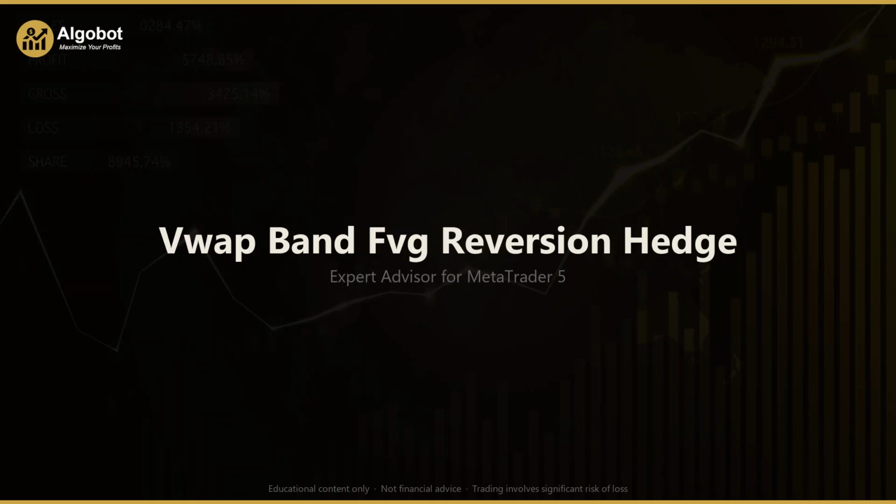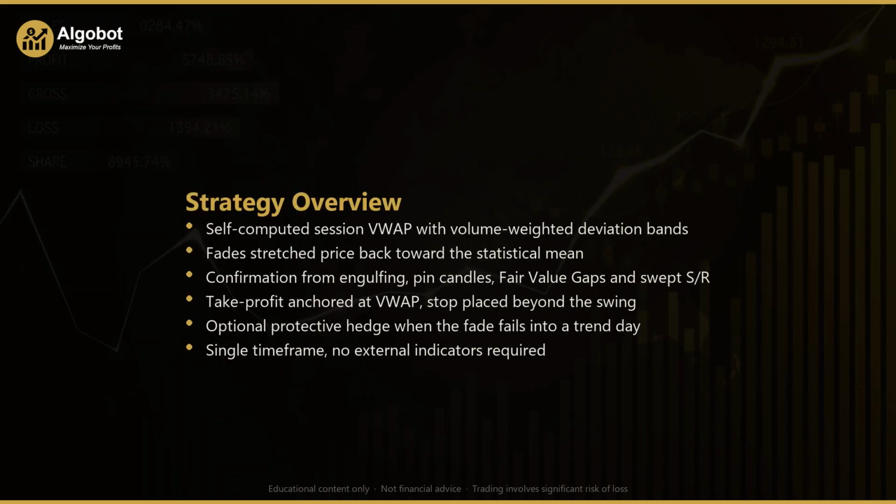I'm your host here at AlgoBot, and in today's video we're exploring an expert advisor called Vwap Band Fvg Reversion Hedge. This is a pure price action approach that builds its own volume-weighted average price, known as Vwap, along with deviation bands around it, and then looks for mean reversion setups confirmed by candlestick patterns and fair value gaps. By the end of this video, you'll understand how it reads the market, how it manages a protective hedge, and how the logic looks inside the actual code. Let's get started.